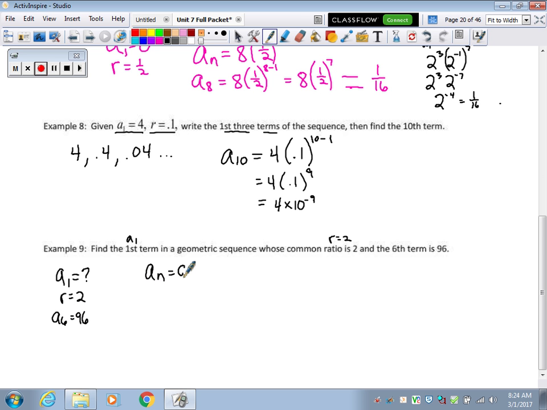Okay, let me just jot down the formula here. Okay, I know that I'm ending on a 96. Don't know what I'm starting on. My R is 2. And to the 6 minus 1 power. So 96 is A1 times 2 to the 5th. And 2 to the 5th is 32. Divide over the 32. 3. Okay, so the first term is a 3.